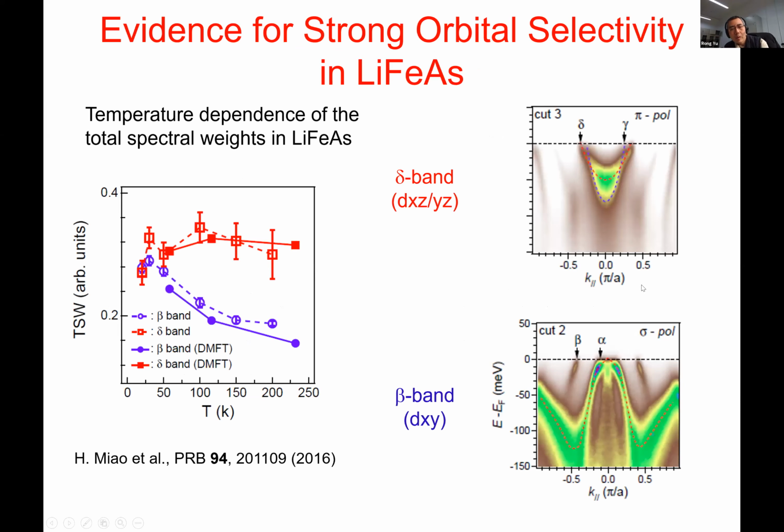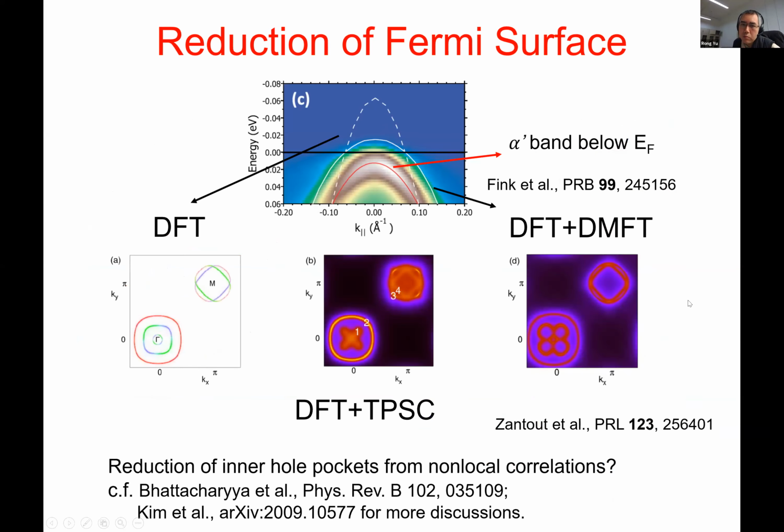And we actually find a very interesting experimental result given by Miao et al. In this paper, they find a very strong temperature-dependent spectral weight evolution. So when increasing the temperature, they see the spectral weight in the XY orbital becomes reduced. However, the spectral weights for the XZ and YZ orbitals almost keep constant in this lithium-111 compound. So we studied the orbital selectivity in this lithium-111 compound.